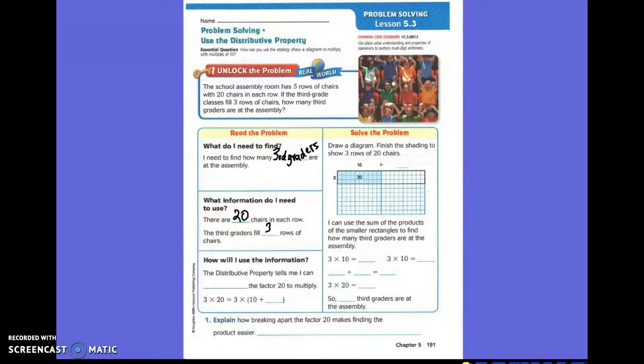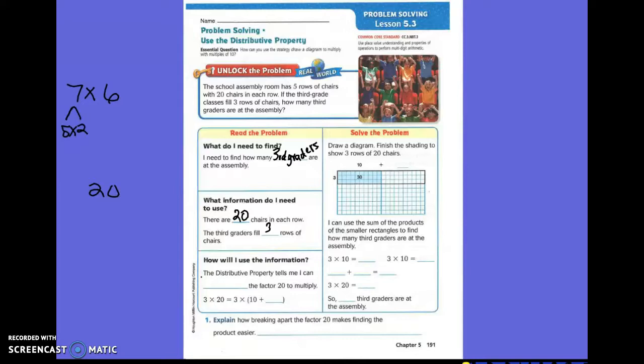Now, how am I going to use this information? The distributive property tells me that I can blank the factor 20. When we do the distributive property, guys, that was like when we do 7 times 6, and we break apart the 7 into 5 times 2. This is the distributive property right here. So what can we do with the factor 20? What did they do with the 7? They broke it apart. So we can break apart the factor 20.